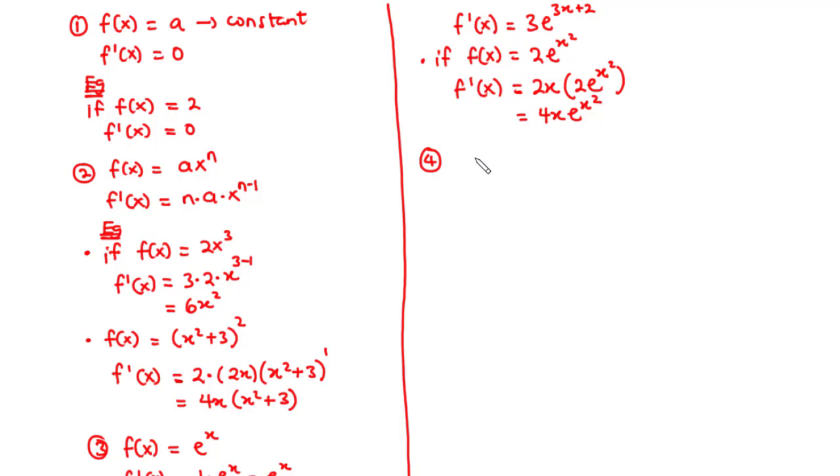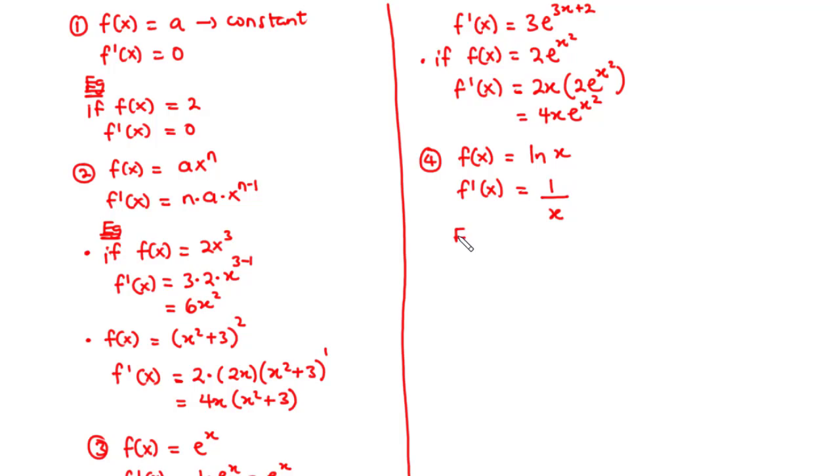So to 4. Now if we have f of x equal to ln x, then f prime of x will be equal to, we are going to differentiate this, and that gives us 1. So that's going to be the numerator, and then we are going to repeat this at the denominator. So that is 1 over x.